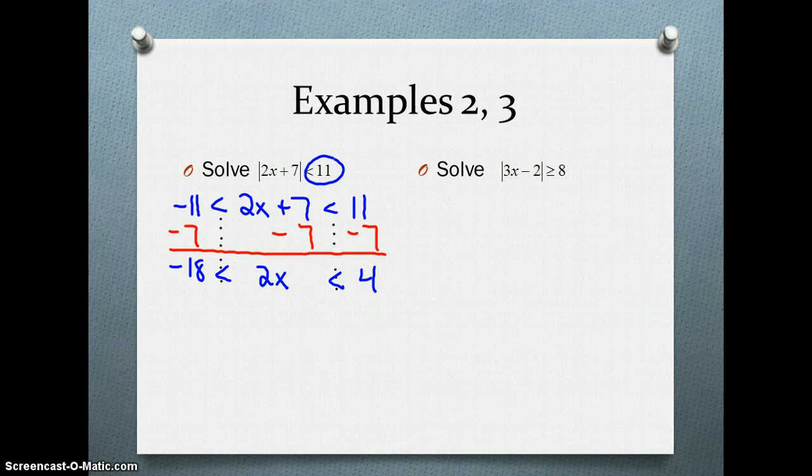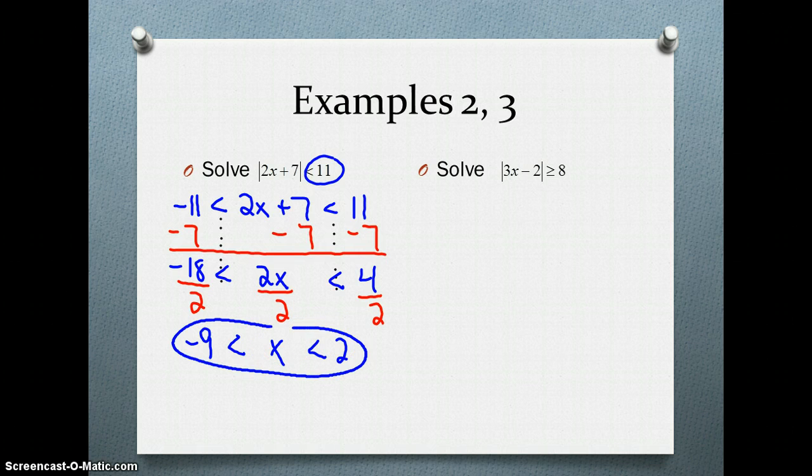And then we have 2 times x. The inverse of that is to divide, to cancel those out. So divide all three spots by 2. I get negative 9 is less than x is less than 2. And that would be my answer. And we could graph that, but our directions do not tell us to there.